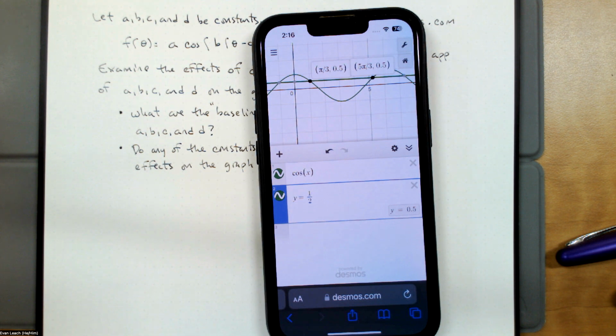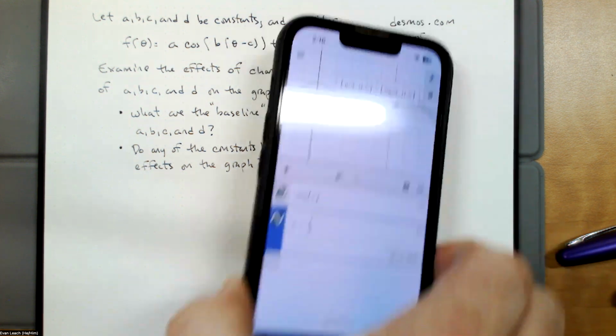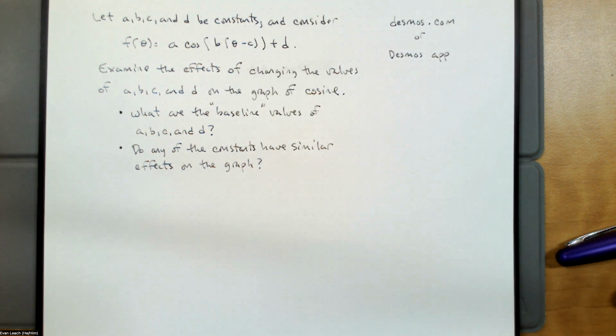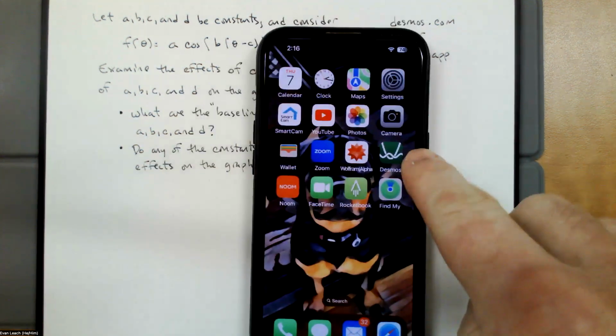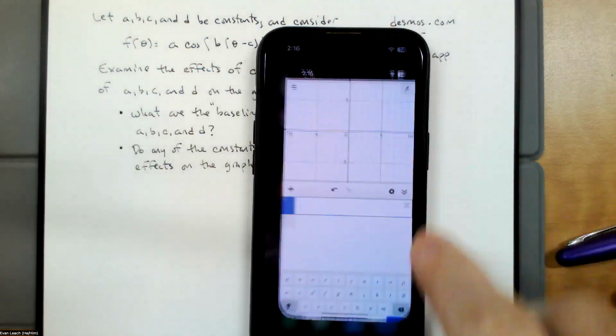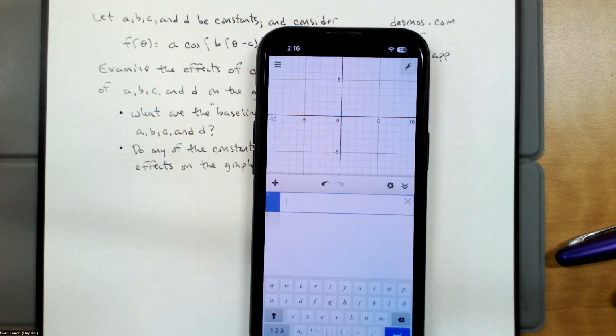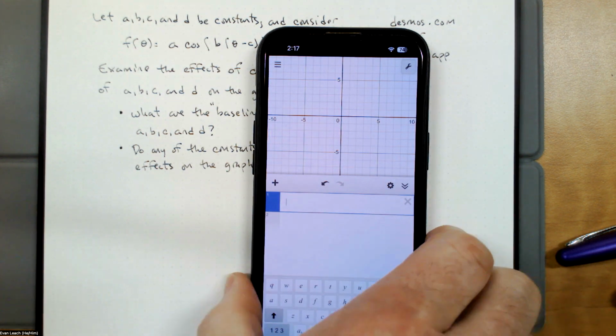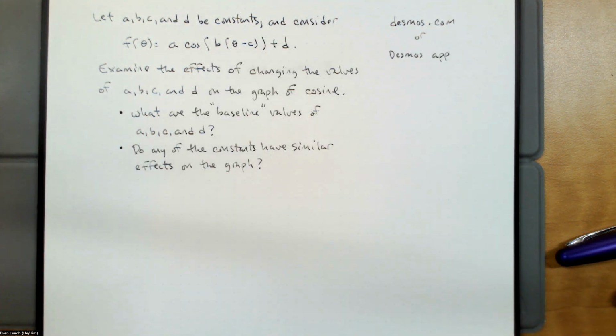So this is just through a browser. You can do this on your computer as well. There is also a Desmos app, which I think is still free. You click on the Desmos app and it looks the same. So browser-based, or you can download the app. I think the app is free. It doesn't have any additional features as far as I know.